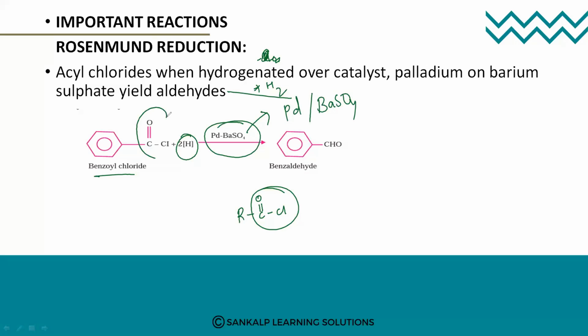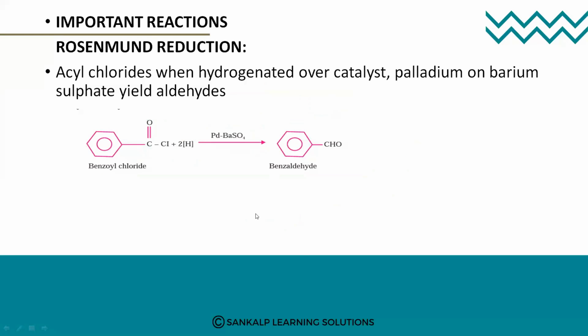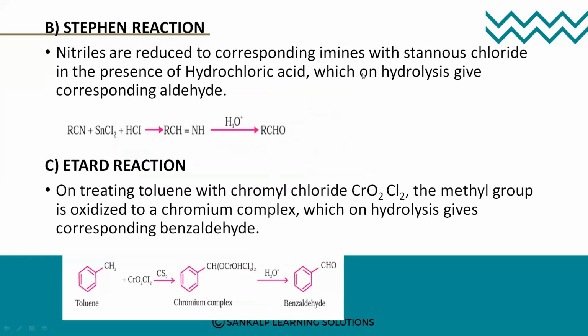So this acid chloride is converted into CHO, that is, it is converted into aldehyde. This is a name reaction called the Rosenmund reduction. What we are doing in reduction, we are adding hydrogen. Addition of hydrogen, so this is a reduction reaction. I hope this is clear. Name reactions are very, very important. Next is the Stephen reaction.